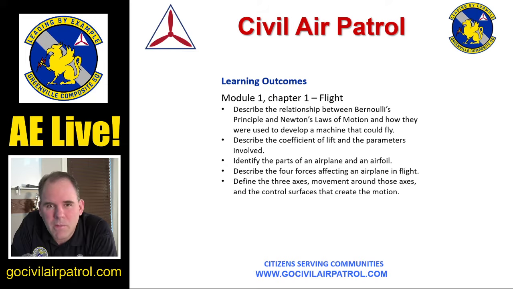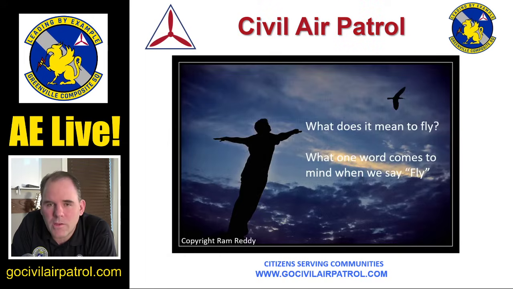The second one is to describe the coefficient of lift and the parameters involved. The third one is to identify the parts of the airplane and an airfoil. The fourth one is to describe the 4 forces of flight. And the fifth one is to define the 3 axes of movement, the movement around those axes, and the control surfaces that create that movement. All right, so let's get started.